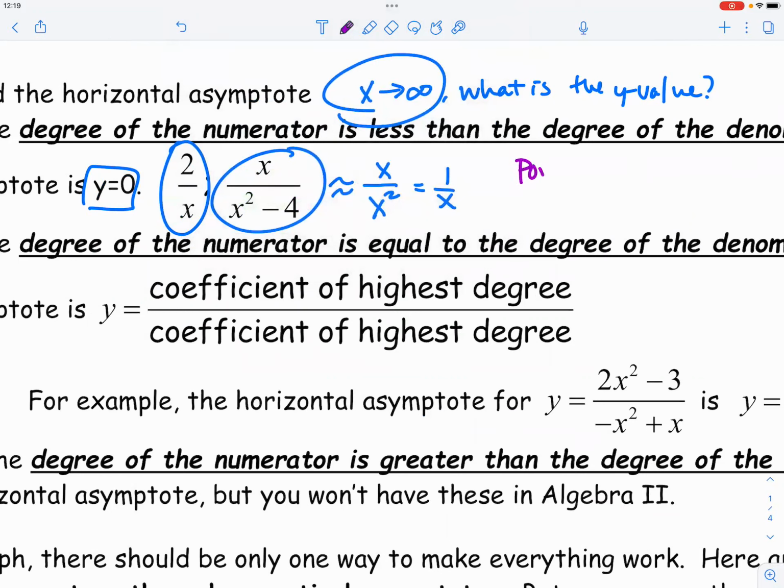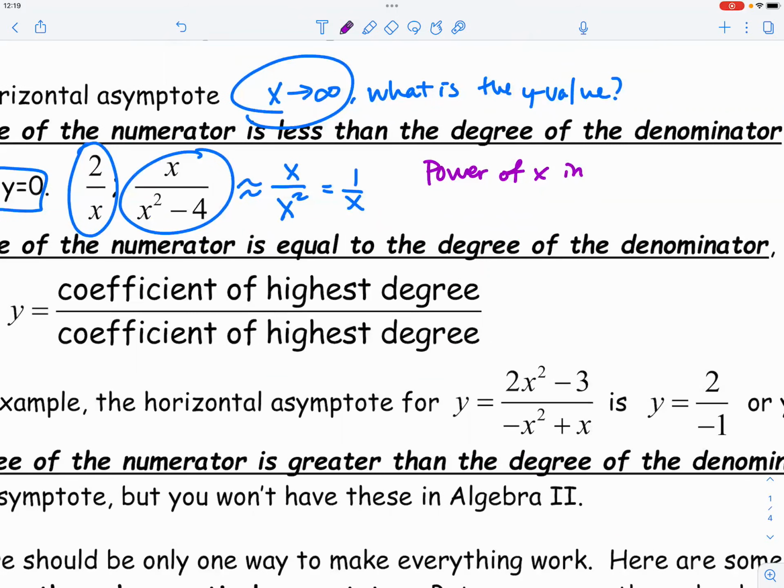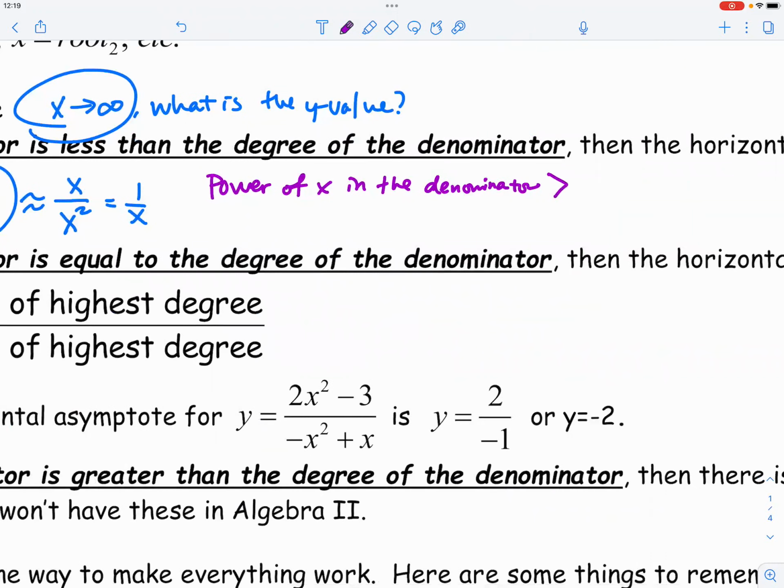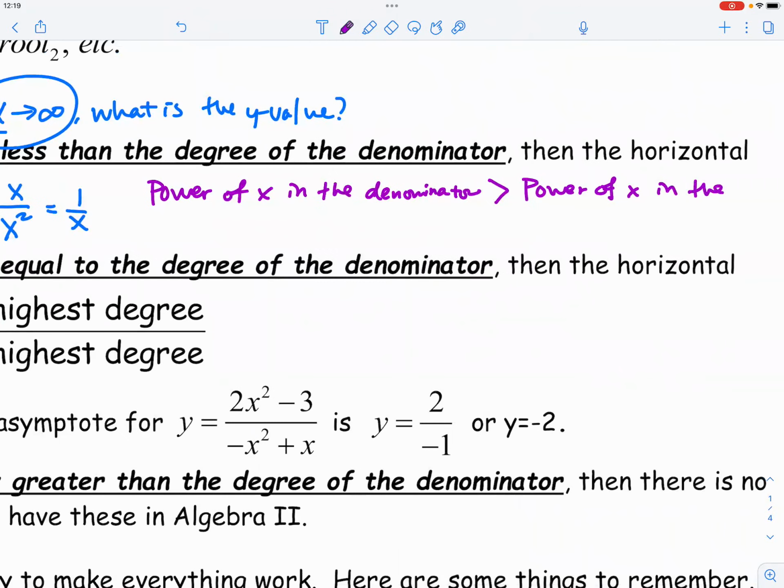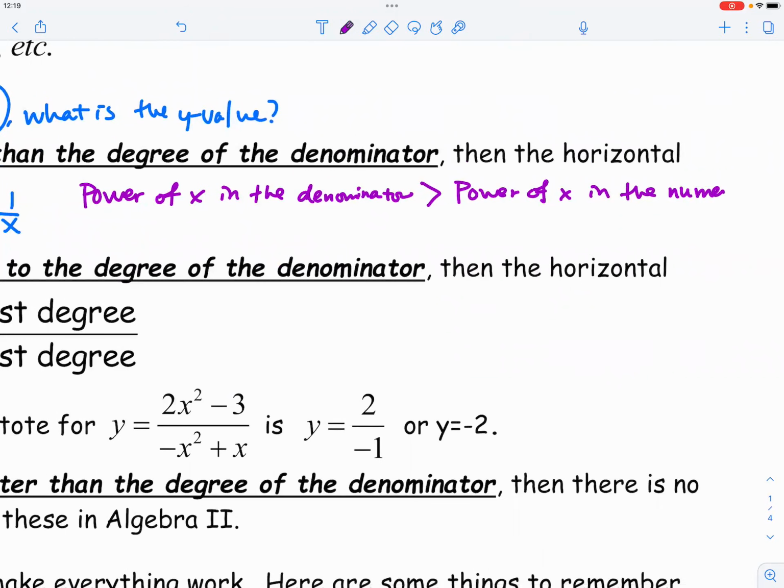And that is, when the power of x in the denominator is greater than the power of x in the numerator, so 1 over x or x over x squared could be just 2 easy examples, then the horizontal asymptote would be y equal to 0, because that's how it happens when x becomes a huge number.